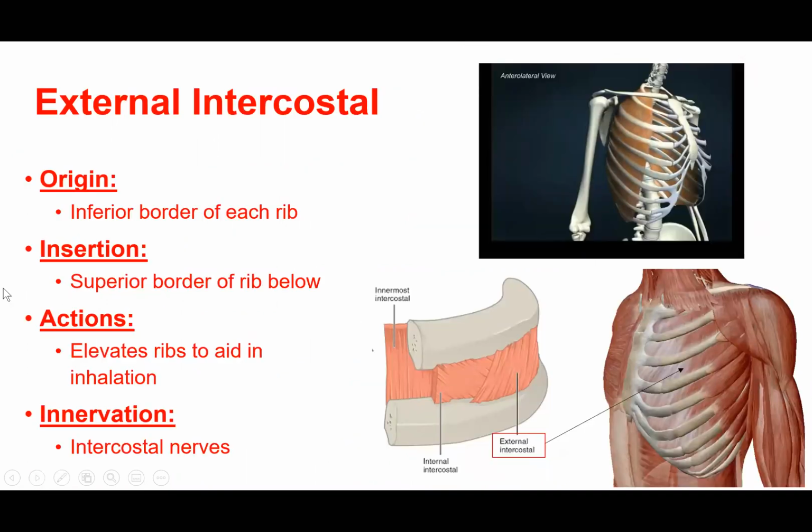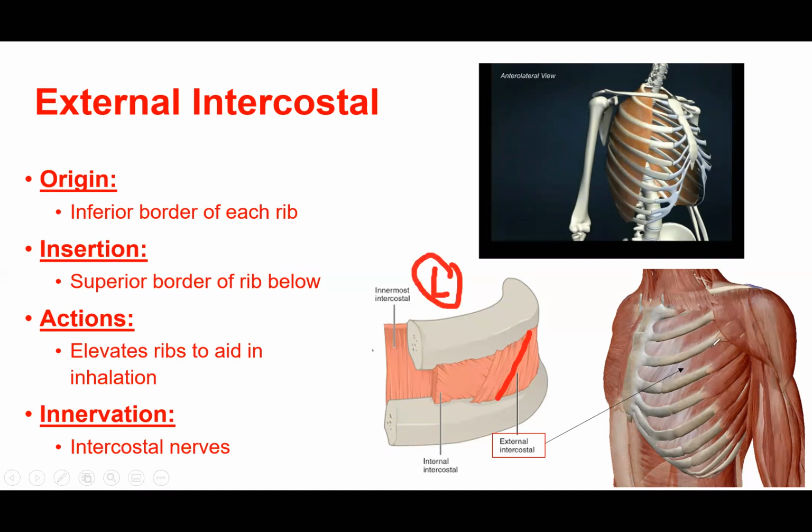Next, we're going to talk about the external intercostal muscles. For external intercostals, I want you to know origin, insertion, action, and innervation. I just want to point out here that fiber direction does matter. For the external intercostal muscles, the fiber direction is this way. I showed you the left side to match this, because this would be on the left side of the body.